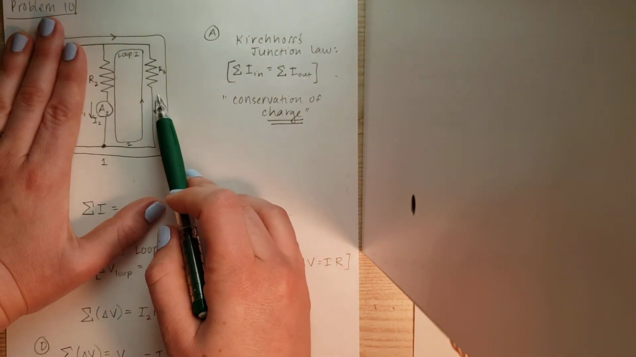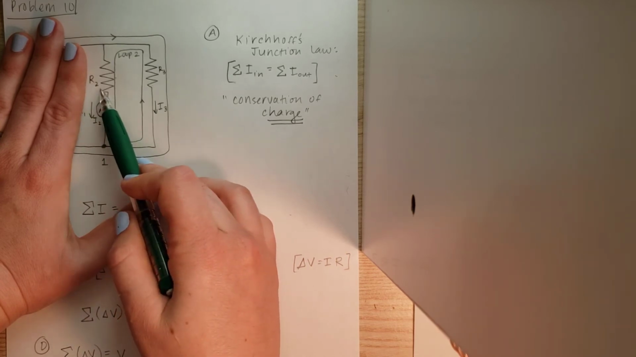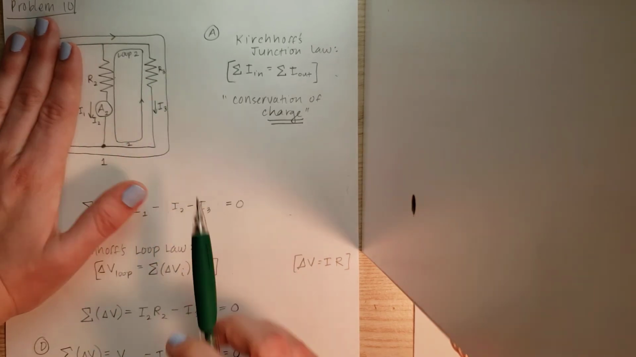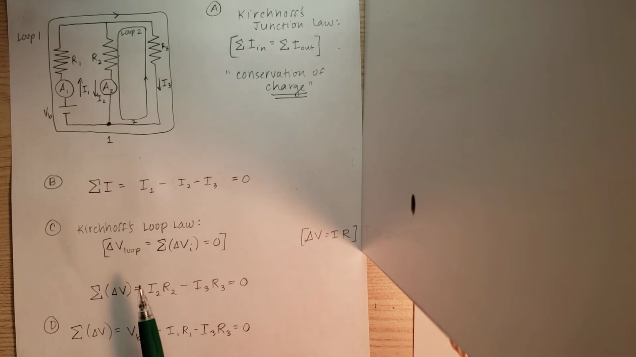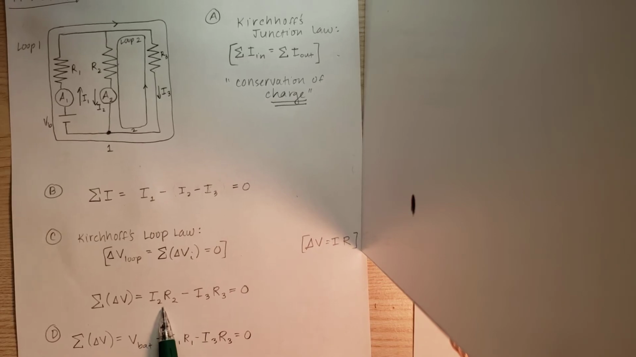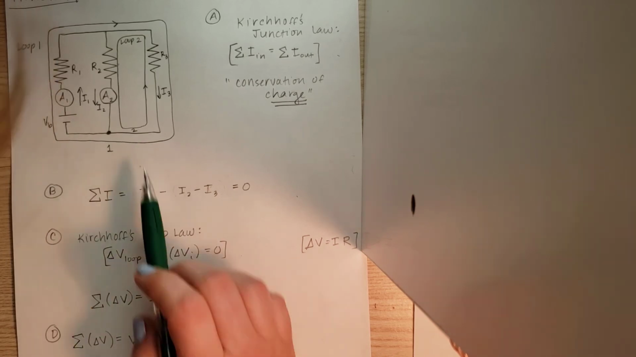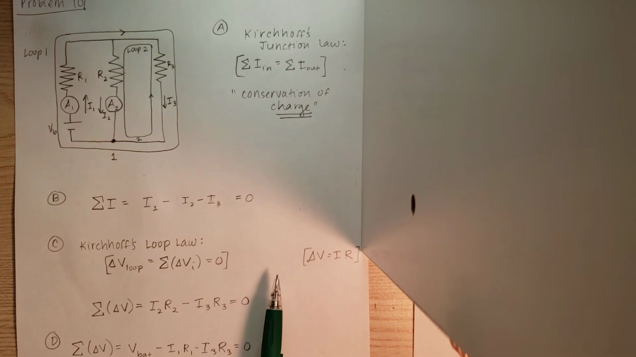So we just take current 2 times resistance 2 and subtract current 3 times resistance 3. And that will give us the sum of all of our potential differences around that loop. So we know that the sum is equal to that first potential difference of 2 minus the potential difference of the 3, and that's going to be equal to 0.